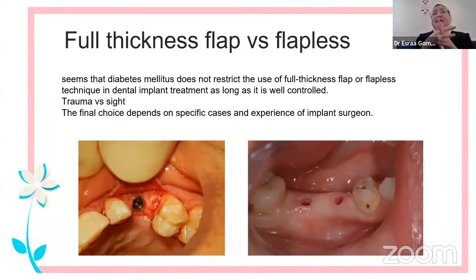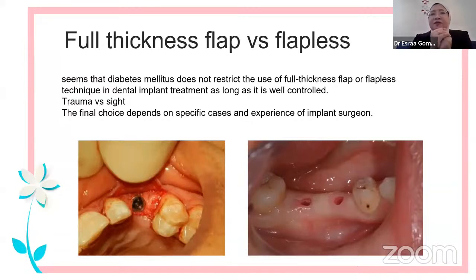These numbers suggest that you have to ask your diabetic patient if he's controlled, if he's taking his medication, and if he's practicing any kind of exercise. You have to offer implants, because these numbers are very promising.